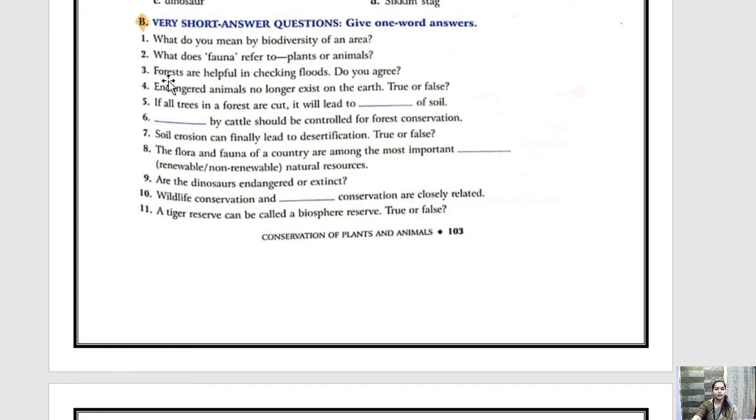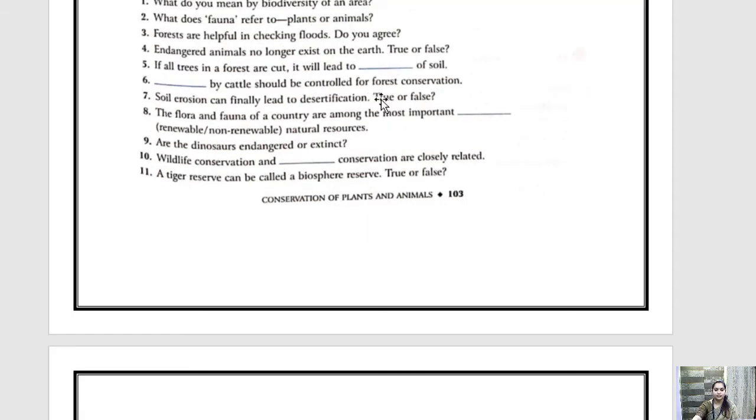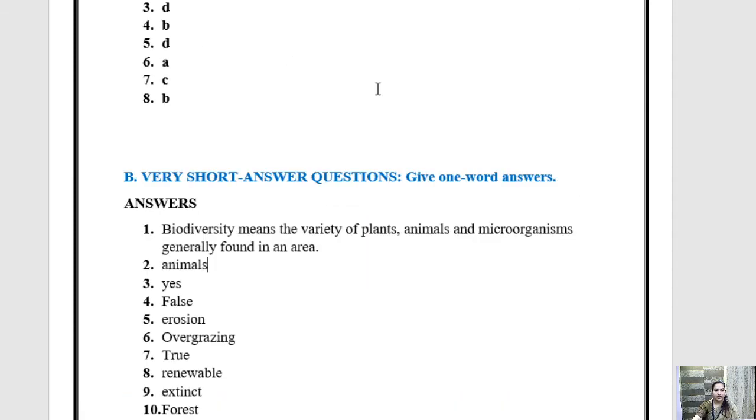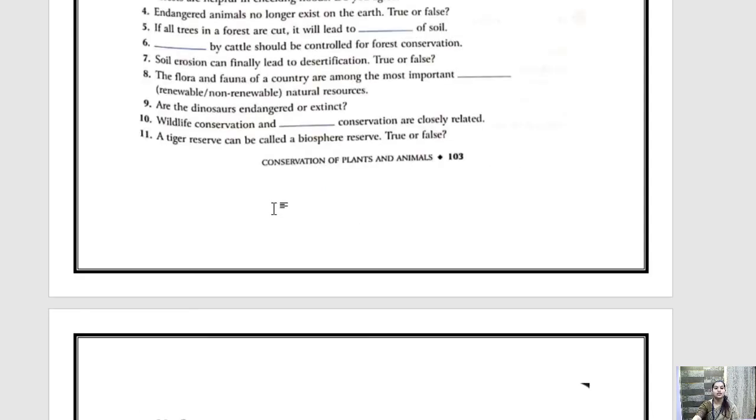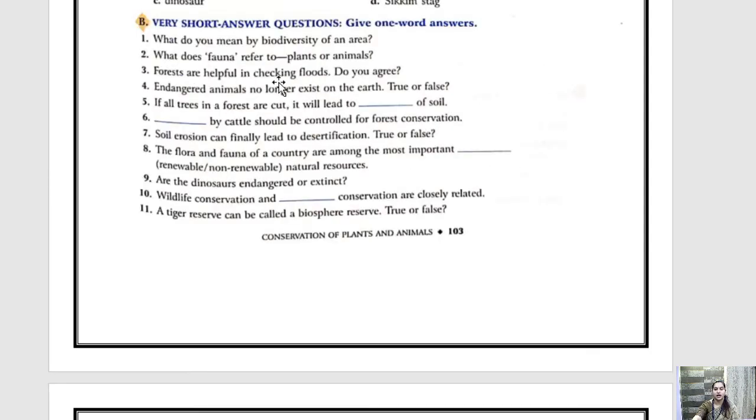Question 3. Forests are helpful in checking flood. True, do you agree? Yes, children, the answer is yes. Forests do check the flood. How? Because the forest is so highly dense, it forms a canopy. I hope you know what a canopy is. This you have learned in class 7.